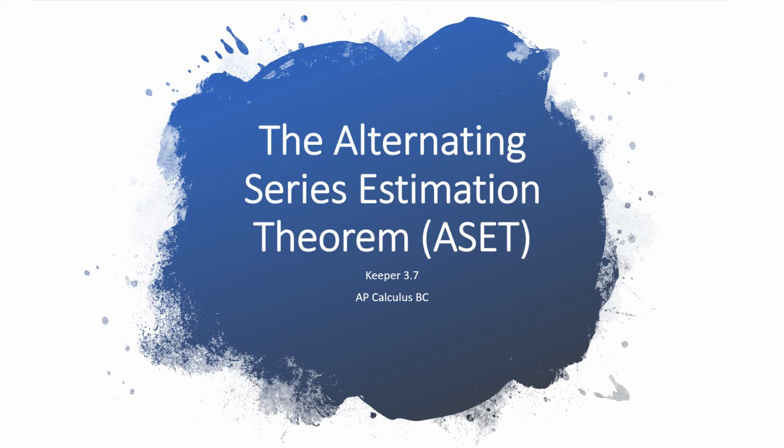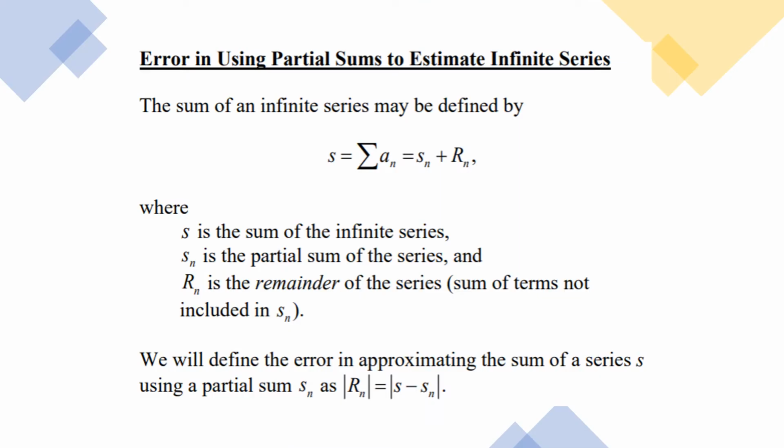Keeper 3.7, the Alternating Series Estimation Theorem, or ASET. All right, so the first thing we want to talk about is your partial sums. Again, if you remember, a partial sum is the sum of the series up to a certain term. It's not the entire series, it's not going to infinity, but it's the sum up to a certain term. We can approximate the sum of the series using partial sums.